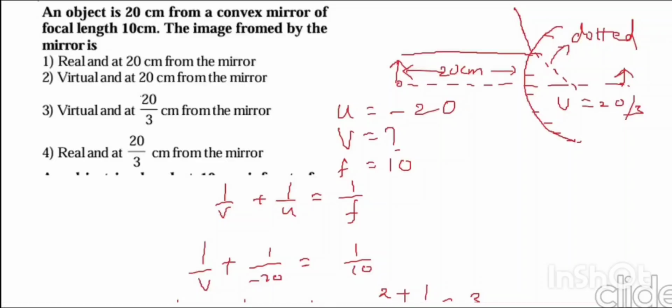The image which is formed by dotted lines is called a virtual image. The image which is formed by continuous lines is called a real image. So which option do you think should be the right answer? Virtual and 20 by 3 centimeter from the mirror. Mirror here means pole. Remaining options are wrong. So this option is the correct answer.